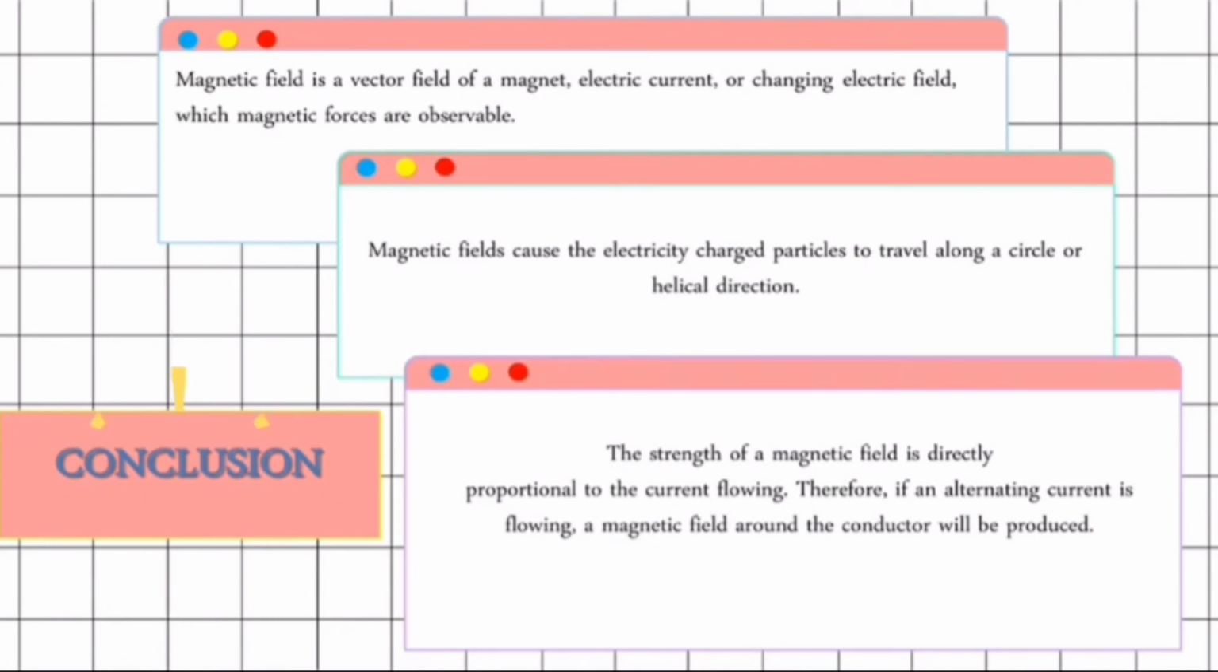By doing this experiment, we can conclude that the magnetic field is a vector field of a magnet, electric current, or changing electric field in which magnetic forces are observable. A magnetic field causes electrically charged particles to travel along a circular or helical direction. We can also determine the relationship between the amount of field strength and current, which is that the strength of the magnetic field is directly proportional to the current flowing. Therefore, if a current is flowing, a magnetic field around the conductor will be produced.